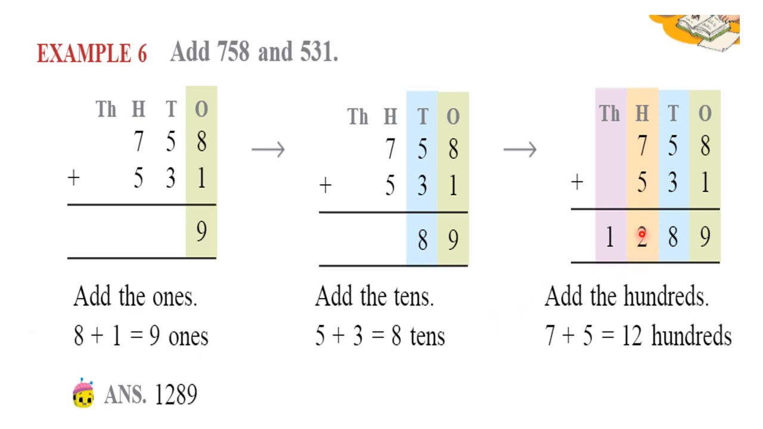12 we cannot write here. So 2 only we have to write in the hundreds place. Then the remaining 1 has to be carried forward to the thousands place and we have to write it here. So the answer is 1289.